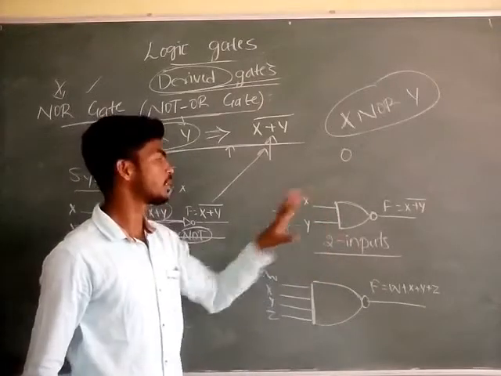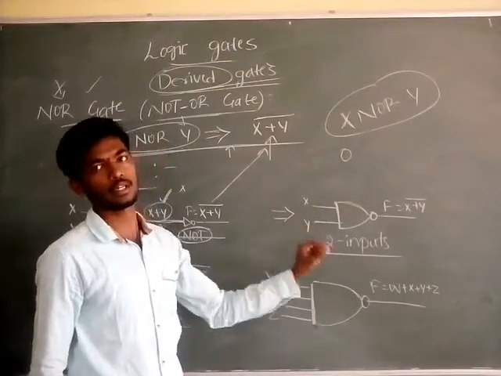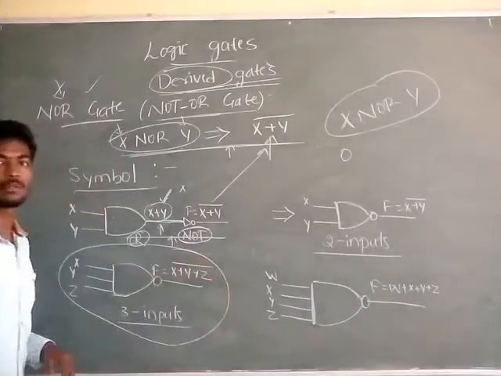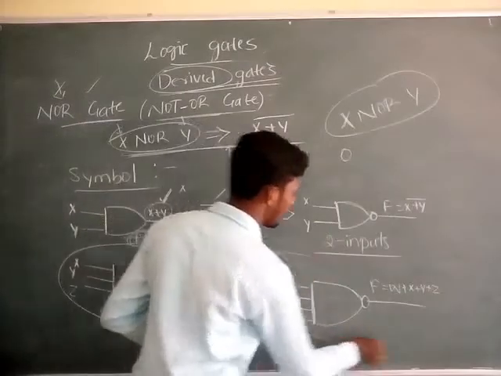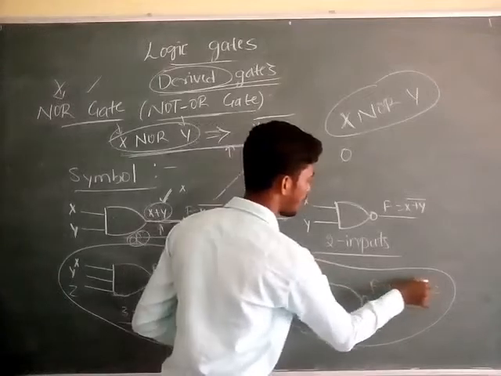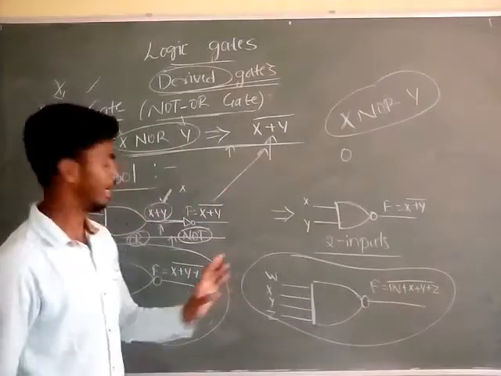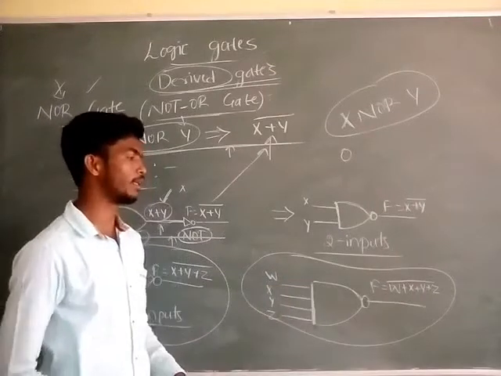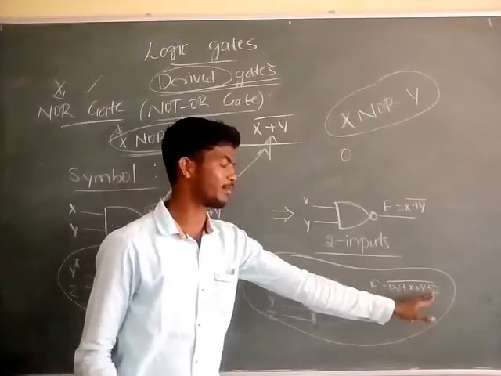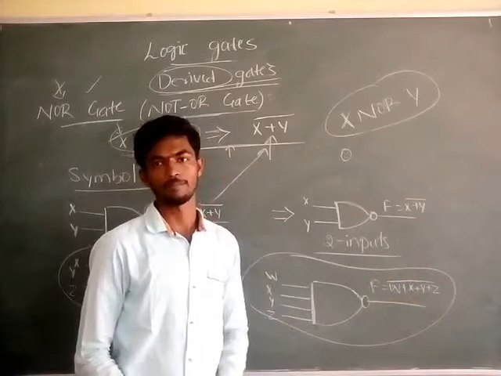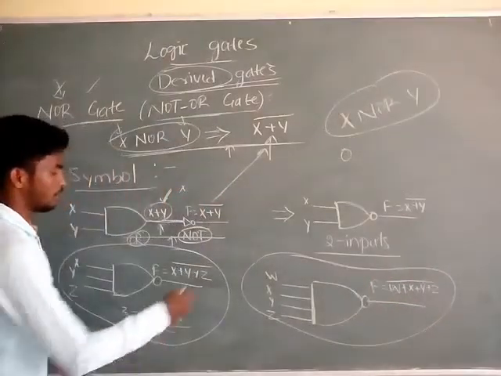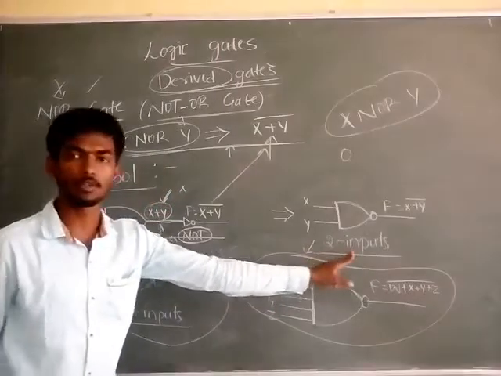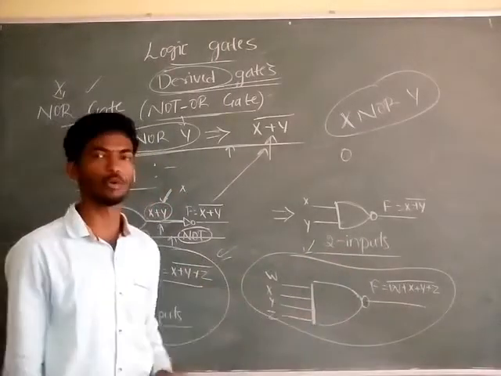This is the NOR gate with two inputs, this is the NOR gate with three inputs, and this is the NOR gate with four inputs. I have provided the results here as well: (x plus y plus z) whole complement, and (w plus x plus y plus z) whole complement. This is the operation of the NOR gate for two inputs, three inputs, and four inputs.